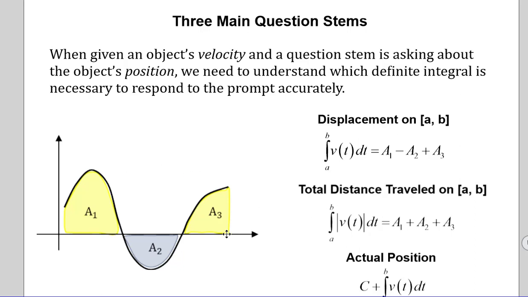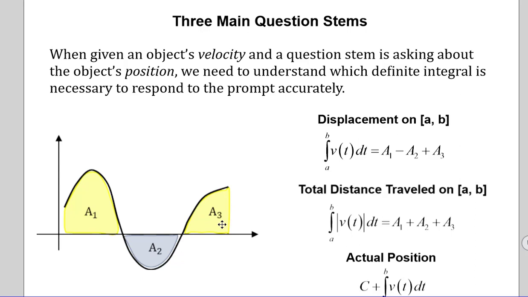In this image, okay, normally, well, let's go back. If we were talking about displacement, I would subtract A2, because it's below the x-axis. But if we're talking about total distance traveled, then we're going to make even those things that are below the x-axis positive. All right, so for displacement, it would be A1 minus A2 plus A3. But for total distance traveled, it would be A1 plus the absolute value of A2 plus A3.